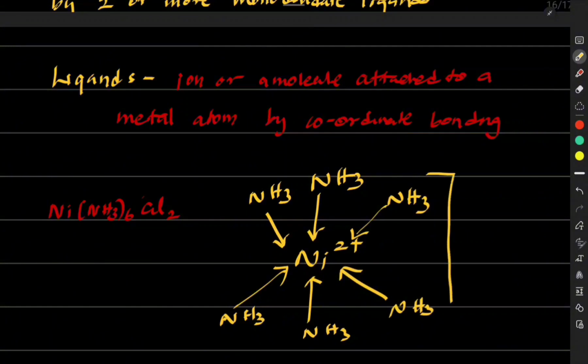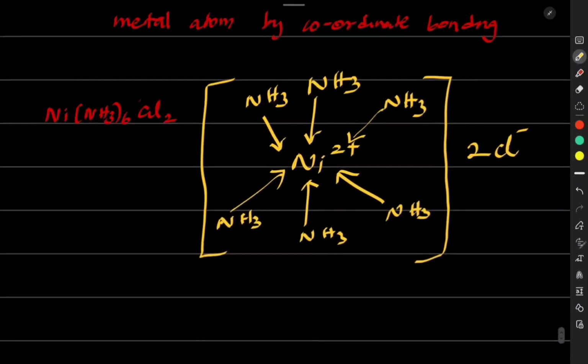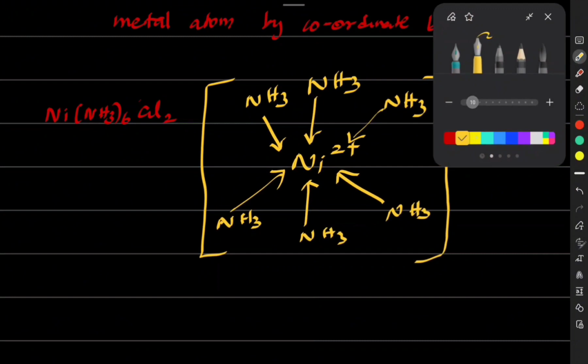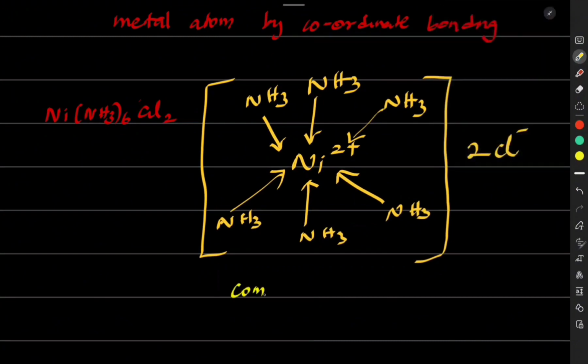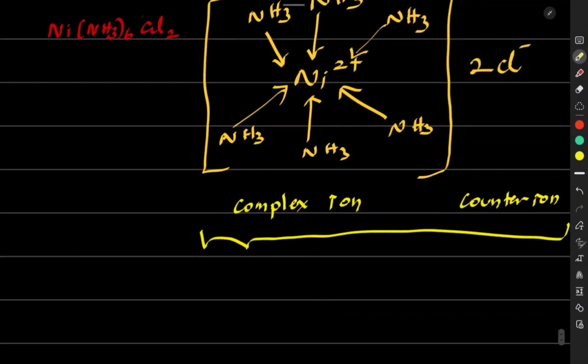And there will be 2 Cl minus ions outside. And we call this the complex ion, and the 2 chloride minus ions we call counter ions. Altogether we call this a coordination compound.